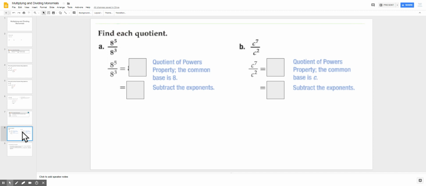So let's look at that for a second. Here are 2 examples that we can look at. For our first one, we have 8 to the 5th divided by 8 to the 3rd. So we keep the base of 8, and then we subtract 5 minus 3. So you get 8 to the 2nd power. If we look at our next example, the common base is c, so we keep c, and then we subtract 7 minus 2, and you end up getting 5. So this answer would just be c to the 5th.